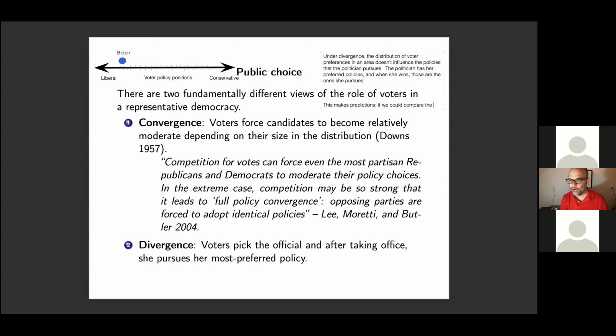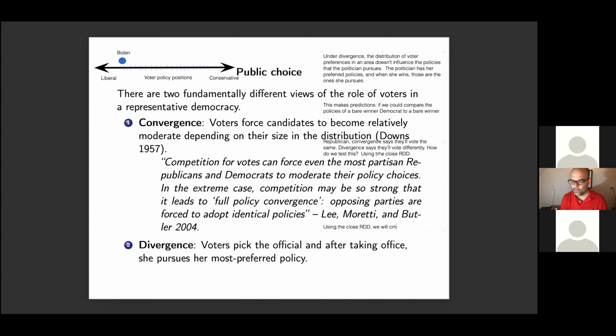If we could compare the policies of a winner Democrat to a winner Republican, convergence says they'll vote the same. Divergence says they'll vote differently. How do we test this? Using the close RDD design.